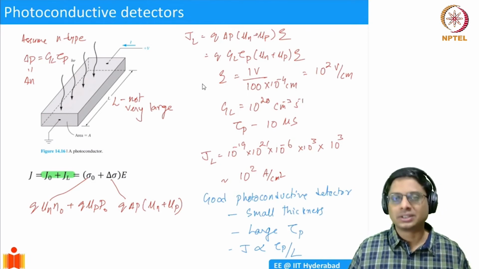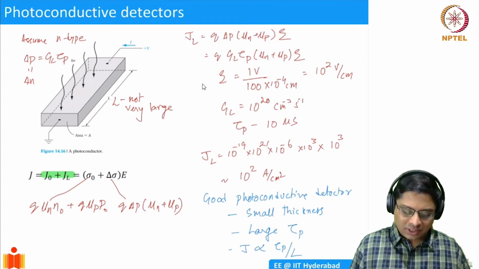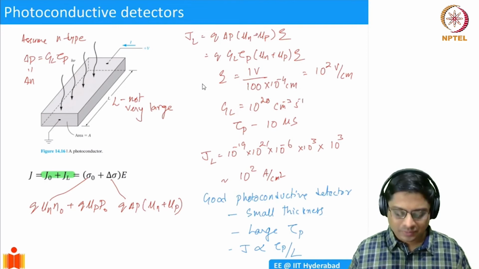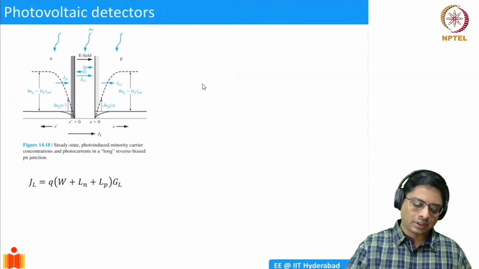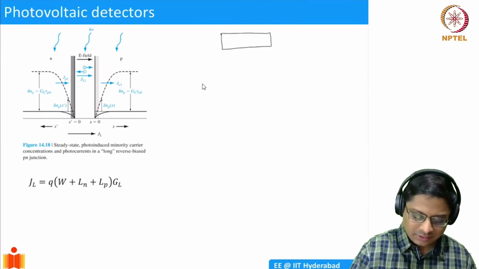So how can we do that? Okay, we don't have that much control. So what we do is we extend this. Instead of a simple piece of silicon, we can build a detector out of a PN junction. And those detectors are called photovoltaic detectors. Now, for example, I can take a PN junction. We have already studied this in great detail.